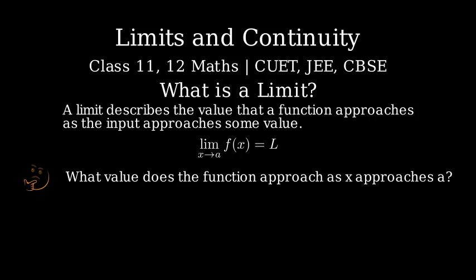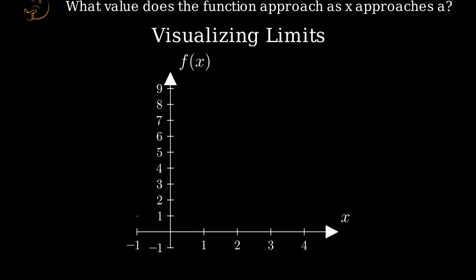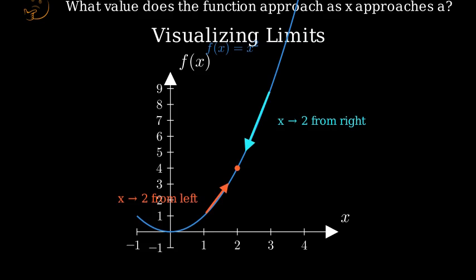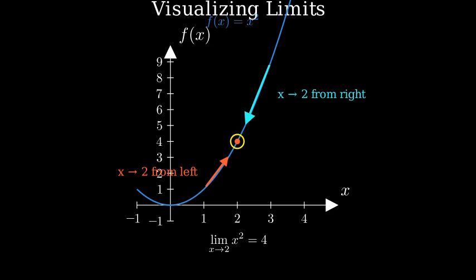Let's visualize the concept of limits with a simple function. Consider the function f of x equals x squared. What happens when x approaches 2? As x approaches 2 from the left, f of x approaches 4. Similarly, as x approaches 2 from the right, f of x also approaches 4. Since the function approaches the same value, 4, from both sides, we say the limit of x squared as x approaches 2 equals 4.